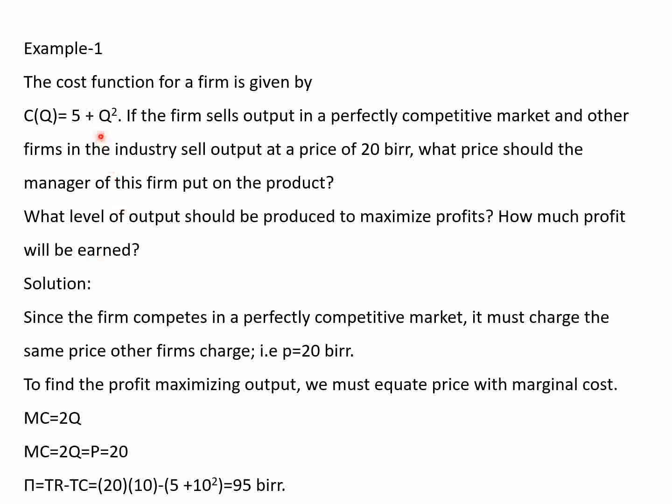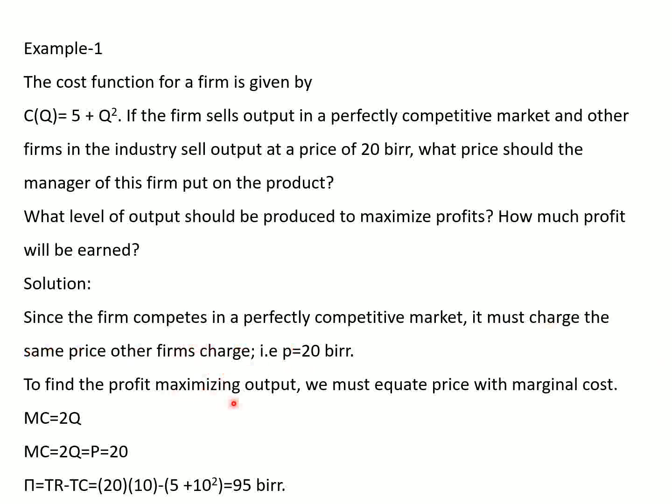Before that, you have to remember that in a perfectly competitive market, the price equals the marginal cost, and marginal cost can be calculated from the total cost by the first derivative of the total cost. The first derivative of the total cost provides us the marginal cost, and the price is given here because other industries sell their output based on the market price. So the firm in this market just accepts it, because this is a price taker; it accepts the $20 as it is. Since the firm competes in a perfectly competitive market, it must charge the same price other firms charge. That is, price equals $20. It accepts because this is a price taker.